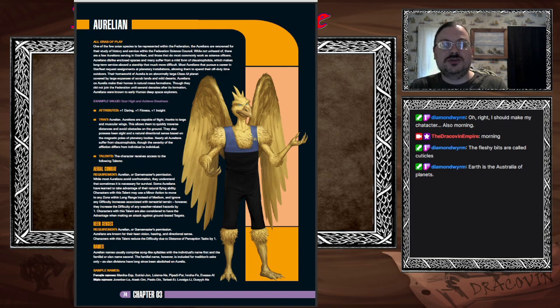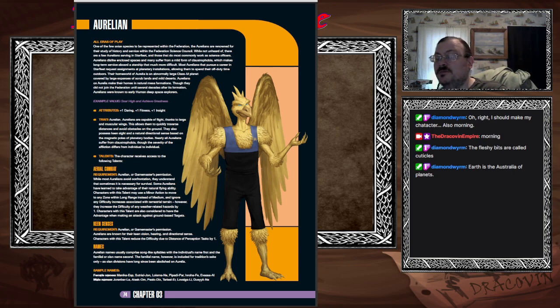They joined in the middle time period. It was a while after the Federation was founded, but before the original series. They are capable of flight, because of the way that you can fly. Keen sight, a natural sense of direction for sensing magnetic poles, very avian. And the thing is, though, you do suffer from claustrophobia.